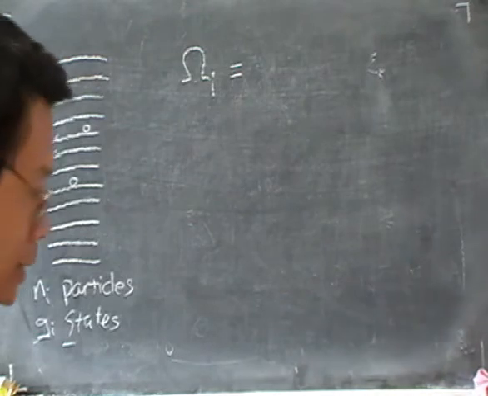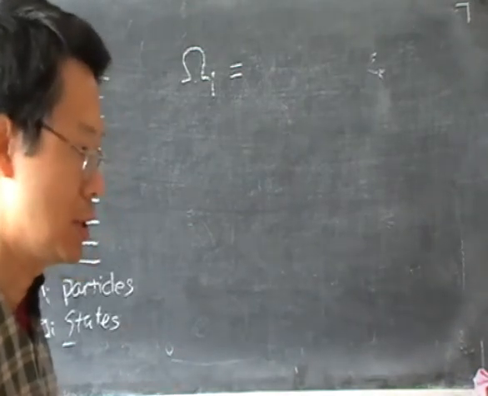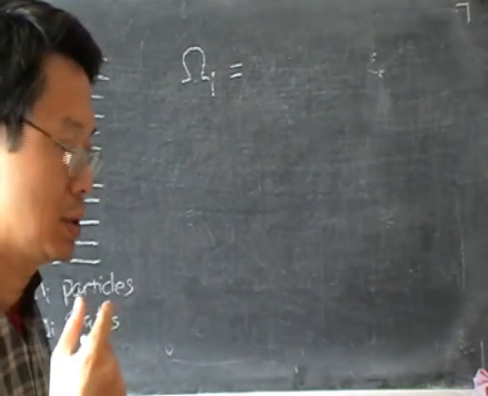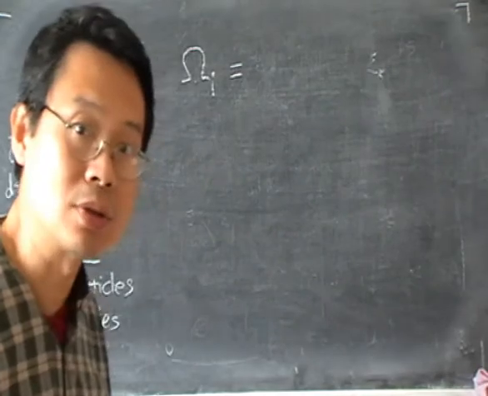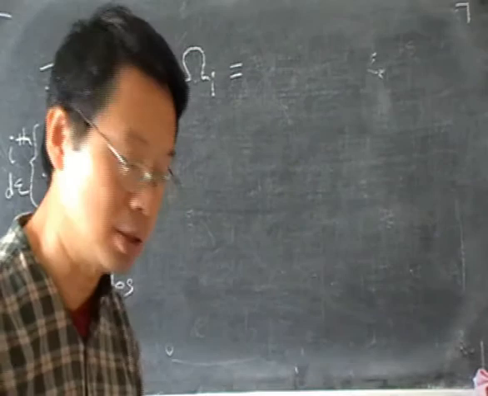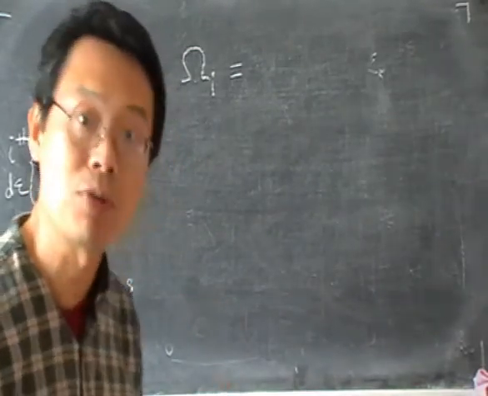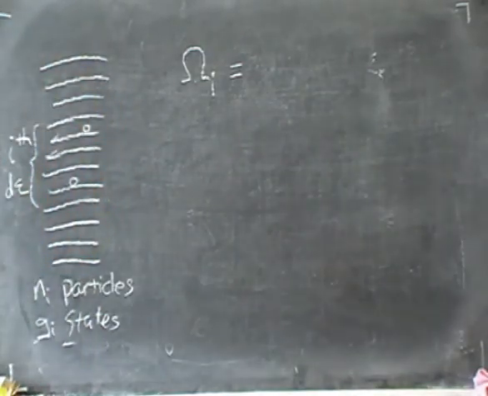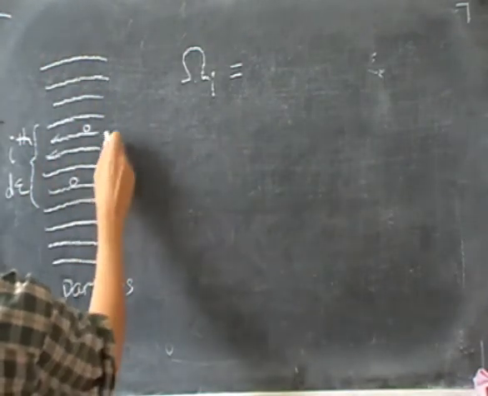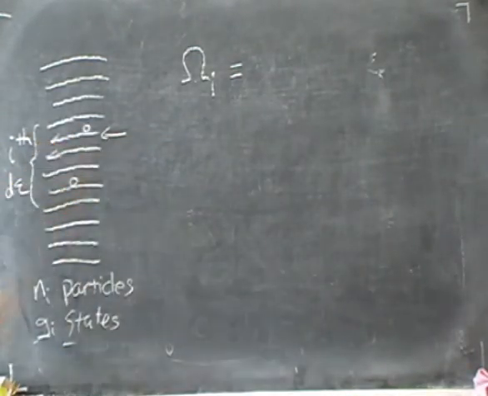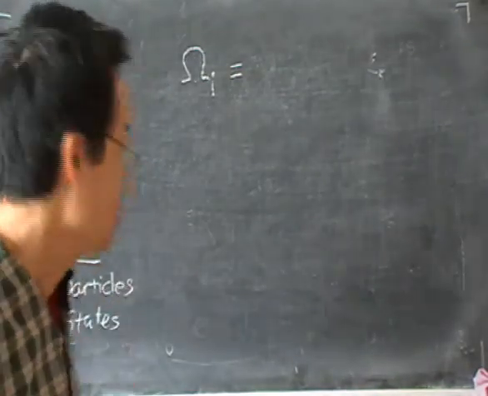Now, in order to include this feature that each state can have at most one electron, or it can have no electron, in finding the number of arrangements, there's a simple way to do that. If you look at this line here, for example, that contains an electron, so this line here is right next to the ball.